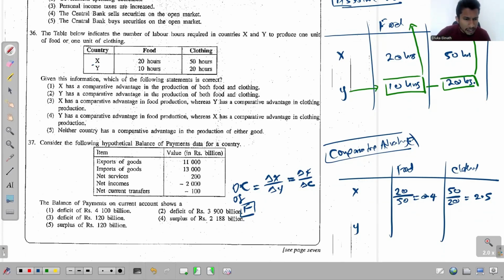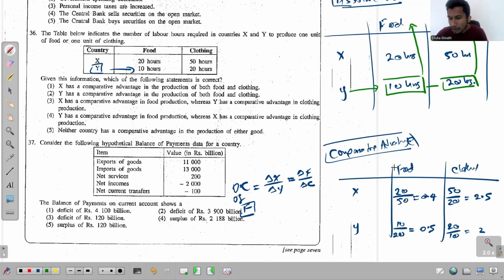So when it comes to this country Y, if we calculate the opportunity cost of producing food, you take that to the top and divide that by the labor units required to produce clothing. So that will be 0.5. And if you take the reciprocal of that, that will be simply 2. All right, now let's try to recognize the country with comparative advantage for producing each good.